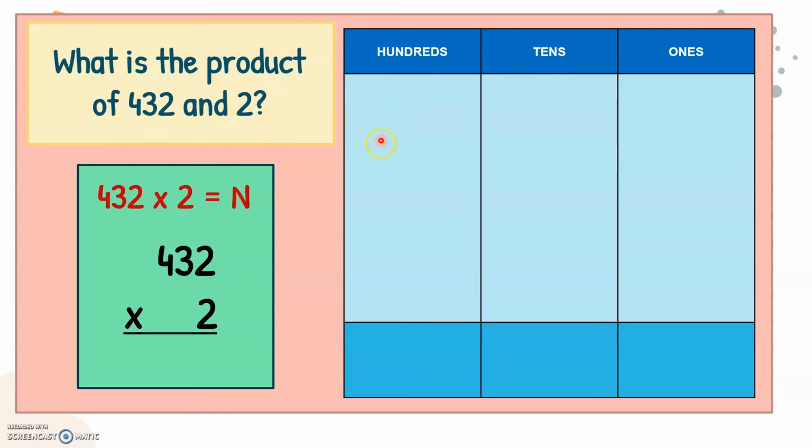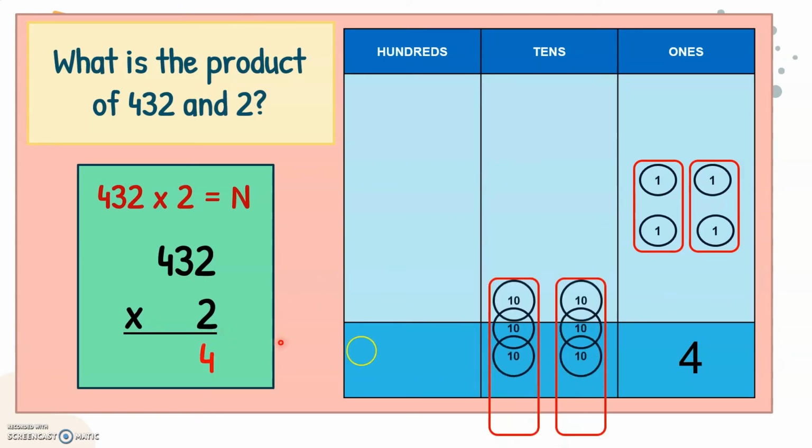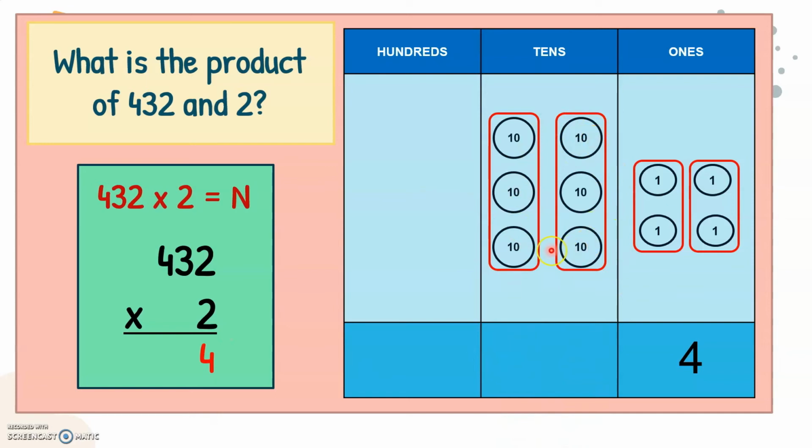Again, to solve this, we will use our place value chart. So, 2 times 2 means 2 groups of 2 ones. So, 1, 2, 3, 4. We have 4 ones. Next, 3 times 2 means 2 groups of 3 tens. So, 1, 2, 3, 4, 5, 6. And the answer is 6 tens.